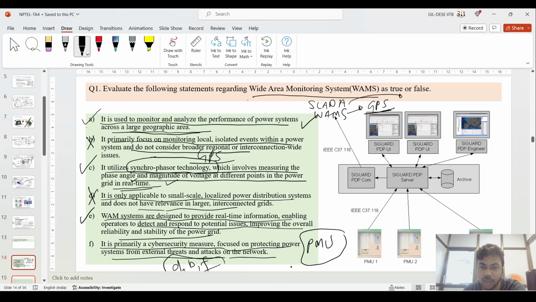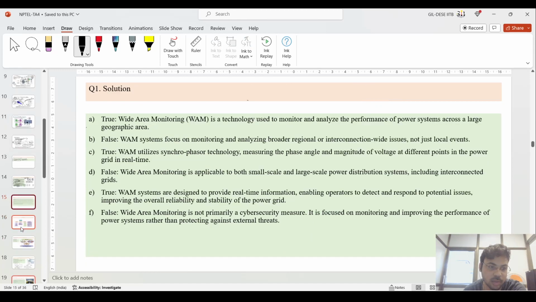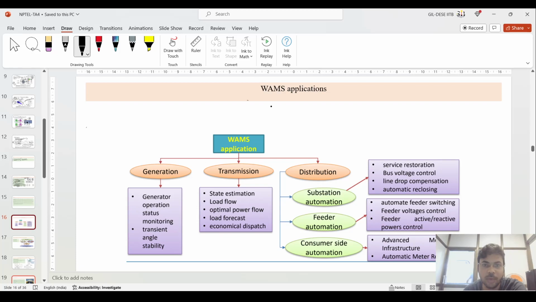PMUs have certain communication facilities. They also have cyber security resilience. Cyber security measures are also taken inside the PMU. That is not primarily a cyber security measure, but it has one component of cyber security measures. So if you say that it is primarily, then it will be false. It is not primarily, but it has certain sections of it.